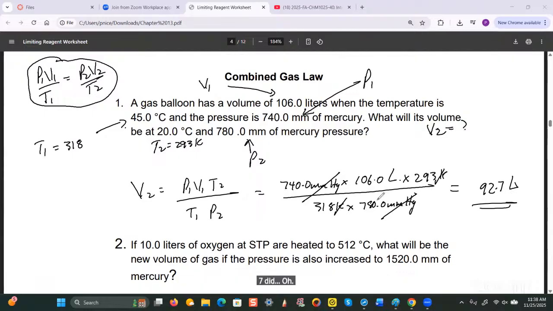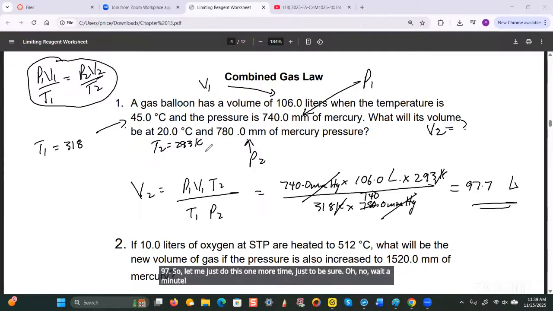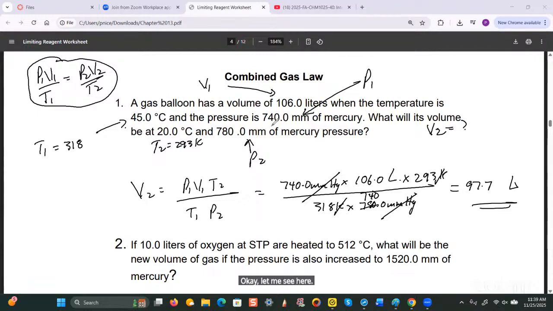Oh, that should be 740. Okay, I knew I made a mistake somewhere. This should be 740. So times 740. Okay, I got 97.7. Let me do this one more time, just to be sure. Oh no, wait a minute. Okay, let me see here. Oh, I was right the first time.